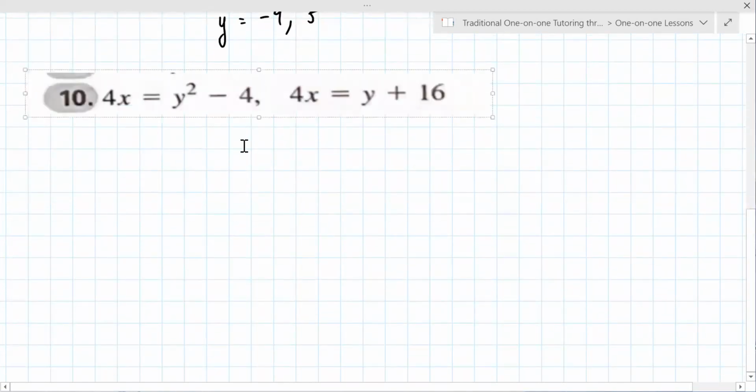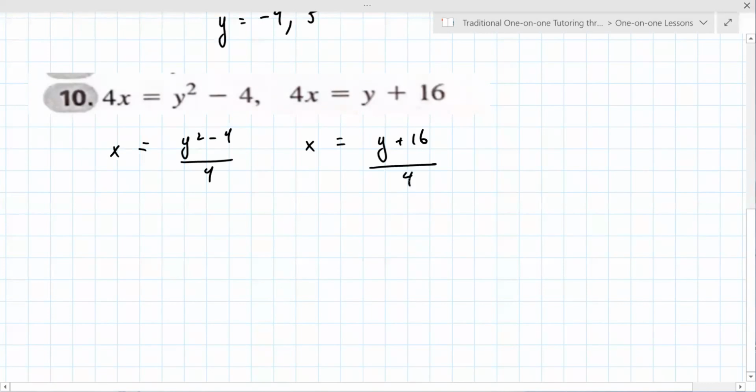Okay, so let me actually just copy this again and kind of reset the problem. Wait, so do we not need the negative 4 and 5? No, you definitely need those, but x is y squared minus 4 over 4. X is y plus 16 over 4. And we're integrating from minus 4 to 5. Okay, and the way you figure out which one, because it's right minus left on this.